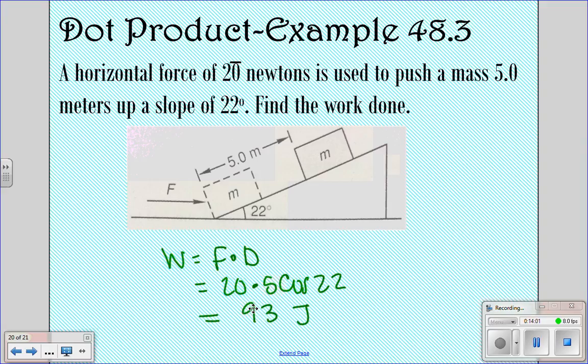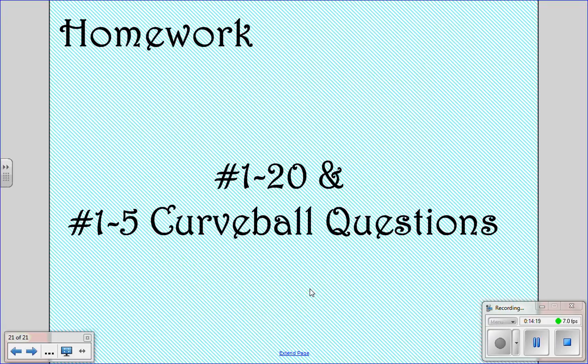It has no direction, and it just equals the product of the magnitudes of the vectors and the cosine of the angle between them. So F times d, and then the cosine of the angle that's in between those two. So that's how you do a dot product. Pretty simple, really. Your homework is 1 through 20, and the curveball questions 1 through 5, so make sure to do those tonight, and then we can go over any questions you have tomorrow.